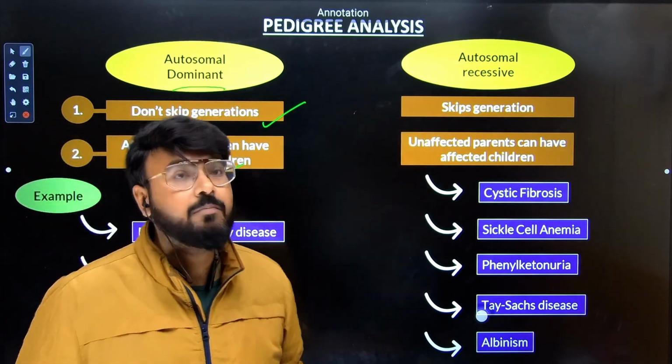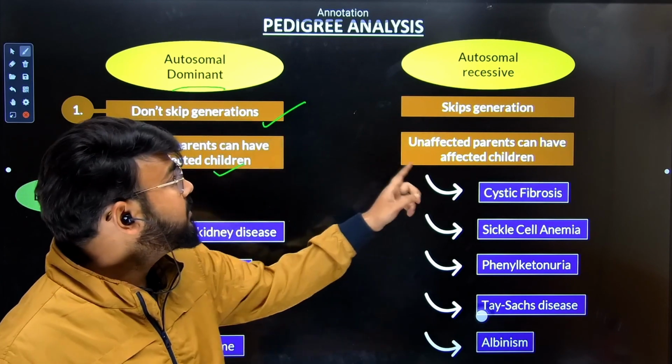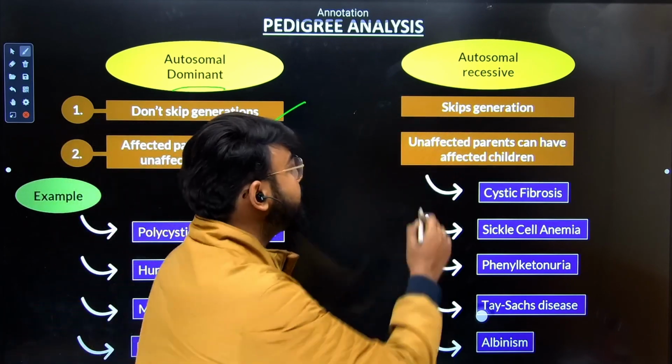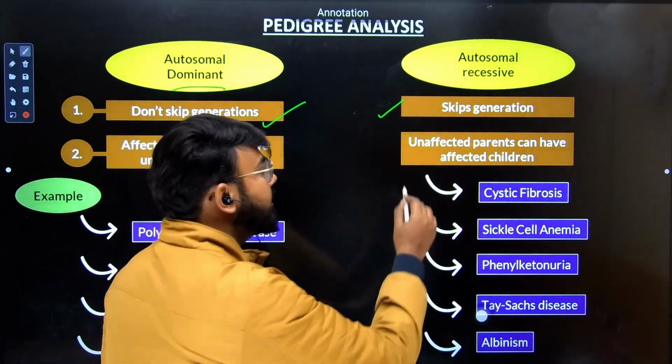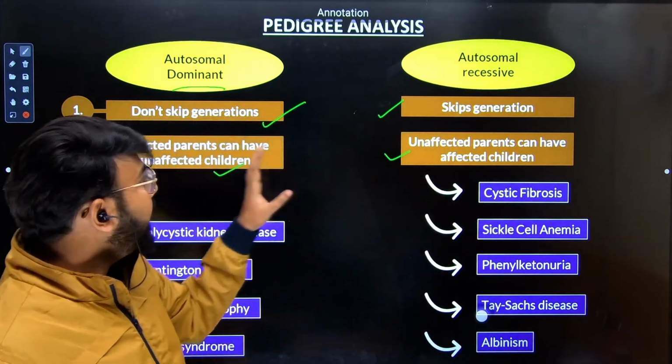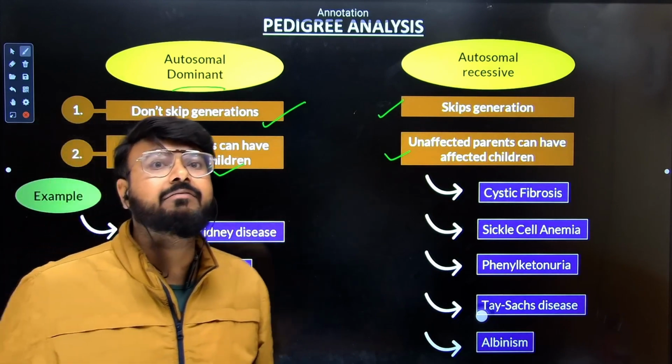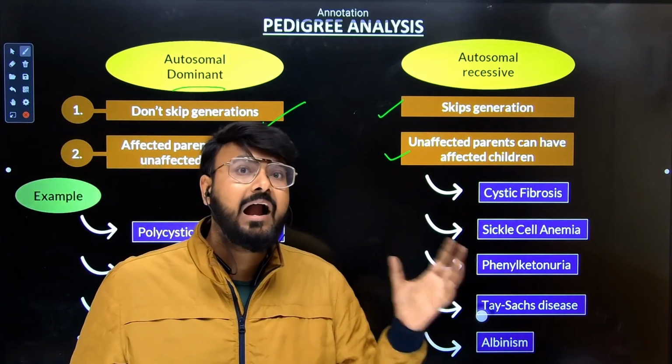But as we talk about autosomal recessive, you will see there will be a skipping of generation and unaffected parents can have affected children. So by knowing this, you can easily identify between autosomal dominant and recessive.